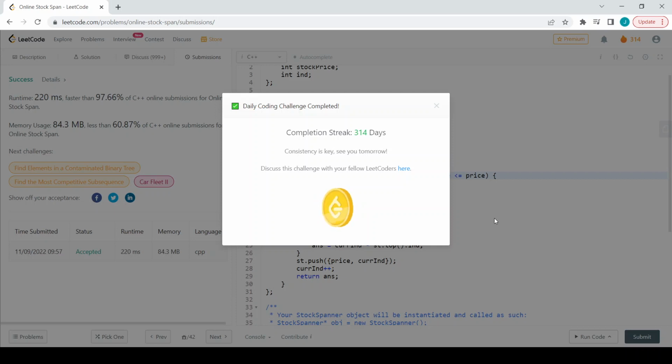And the prerequisite for this problem is next greatest element using a stack. It is a pretty simple problem.